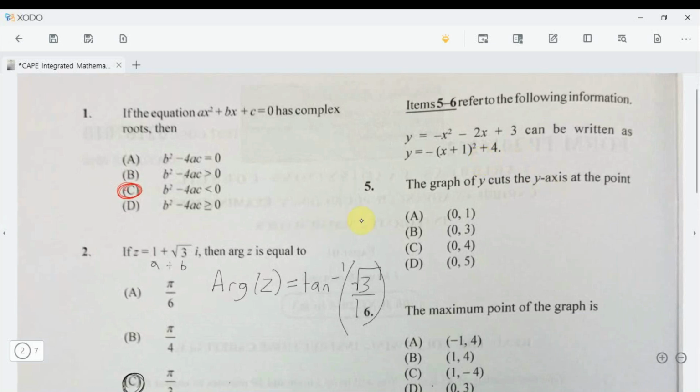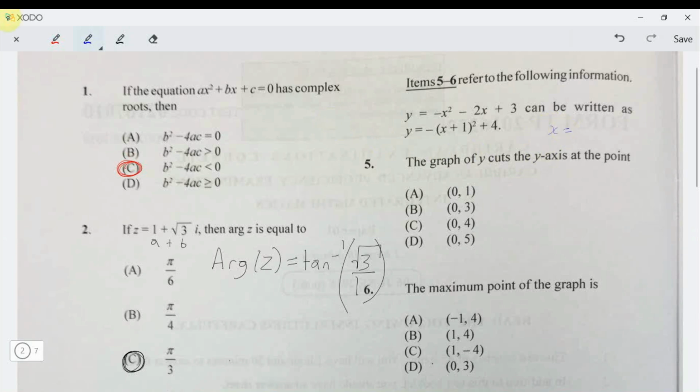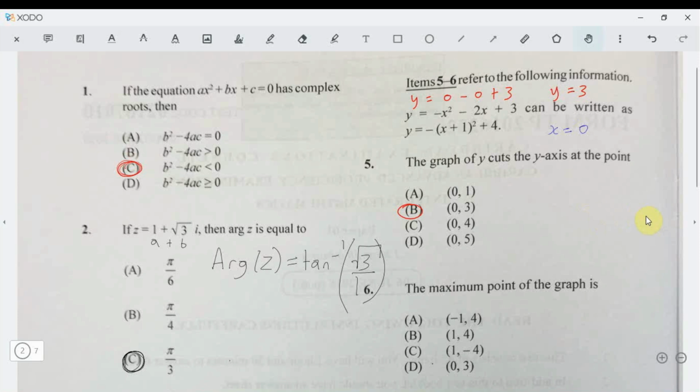Question 5 says the graph of y cuts the y-axis at the point. Now, remember, on the y-axis, what do we know? On the y-axis, x equals 0. So you can use any one of the equations and substitute x as 0. When you plug in x as 0, this would become y equals 0 minus 0 plus 3. So the point is telling you that the y-intercept is 3, and so the y-axis intercept is just (0, 3). That's what we're saying right there.